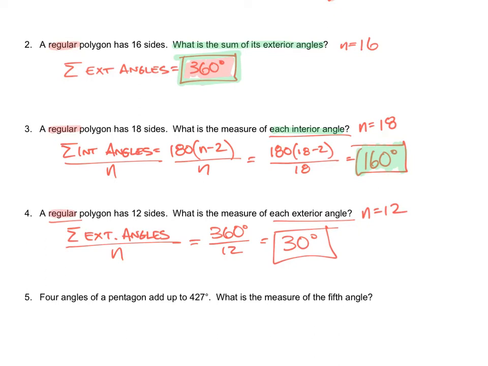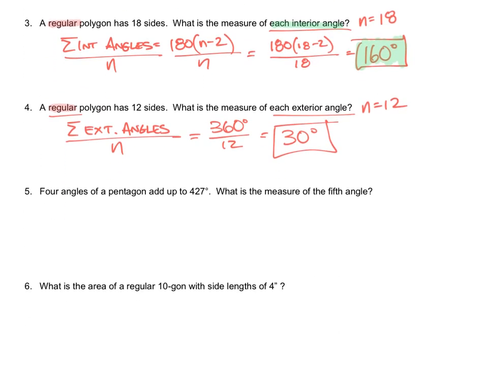Question 5. 4 angles of a pentagon add up to 427 degrees. Notice that there's nothing in this problem but a regular pentagon. So all I know as far as a formula is this. I know the sum of the angles of this pentagon have to equal 180 times n minus 2. And 4 of those angles, 4 of the 5, because n equals 5 here, add up to 427 degrees. What is the 5th one?